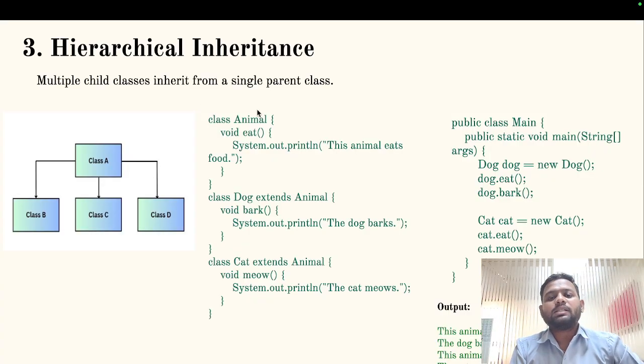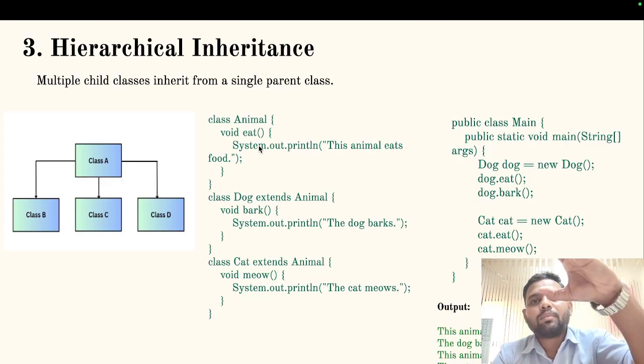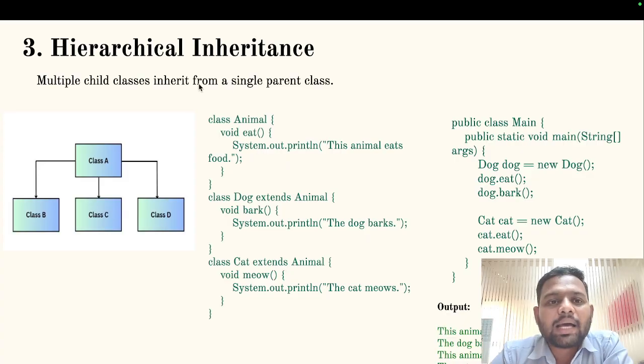See here, this is one Animal class. From this Animal class we are extending, or inheriting, multiple classes, Dog and Cat. You can see Dog can have its own property like bark, and Cat can have its own property meow. But as we are extending the same class Animal in both the classes, this Dog can have the properties of itself plus Animal, and this Cat can also have the properties of itself plus Animal. We are extending the same class in multiple classes. So this is hierarchical inheritance.